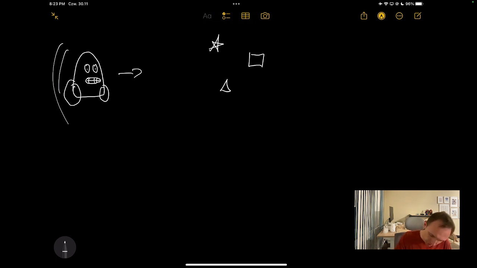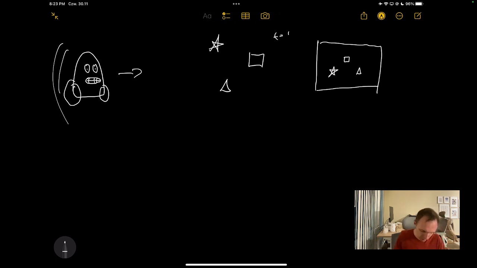And from the robot's perspective, it looks kind of like this. So here's a picture, the image that the robot sees at this time. So we are at time equals 1. And the robot sees a small square, and then it sees a star, and then it sees this triangle, right? So this is from the robot's perspective.